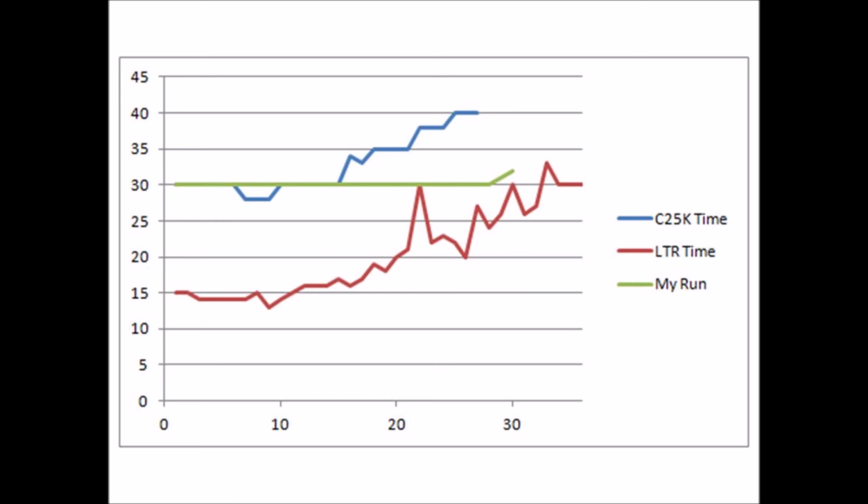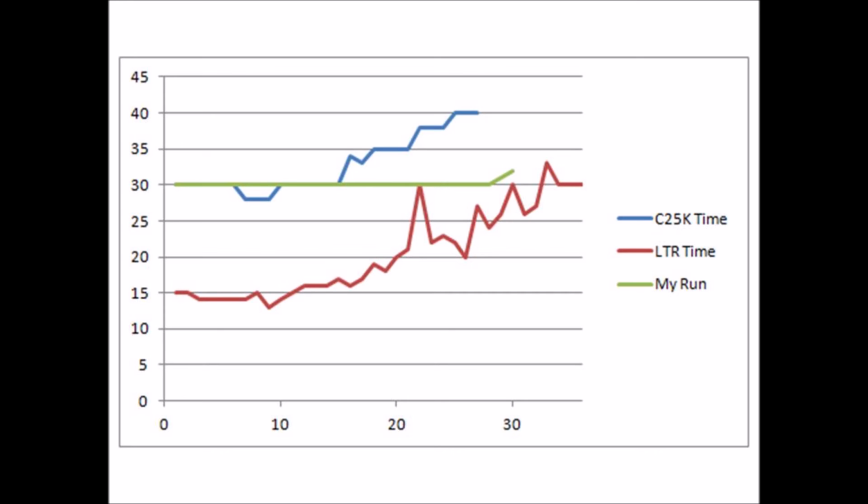Given the choice between the two, I would recommend the Learn to Run over the Couch to 5K. It just seems to be a little bit easier, especially for a beginning runner. Maybe someday, if I ever figure out how to get the My Run program exactly how I want it, I'll release that, and at that point I'd probably recommend it over the other.